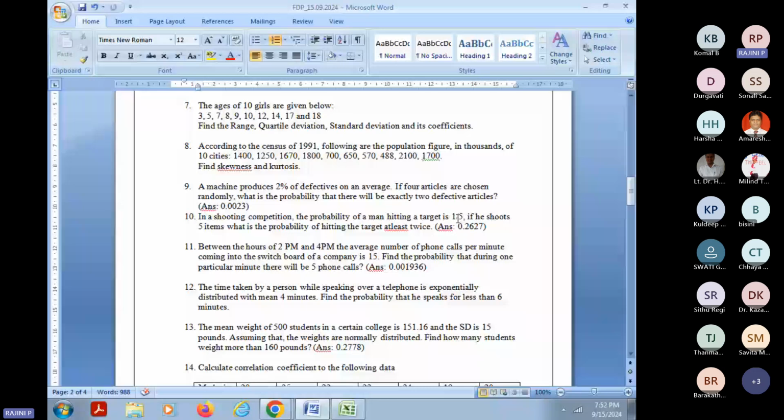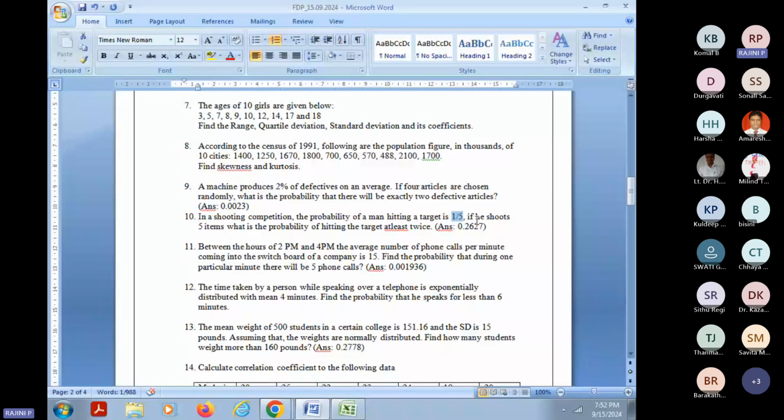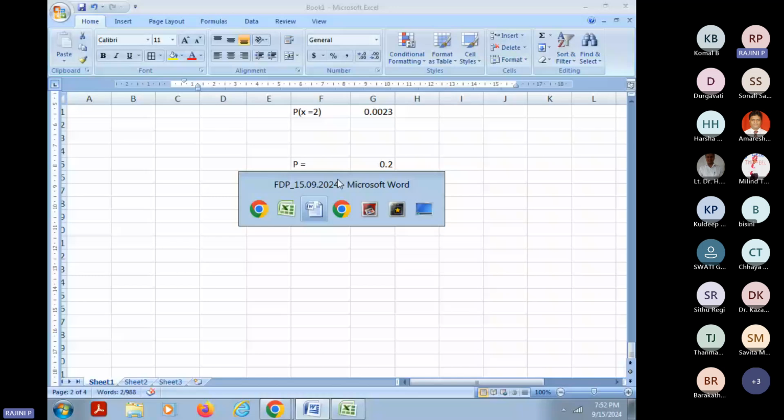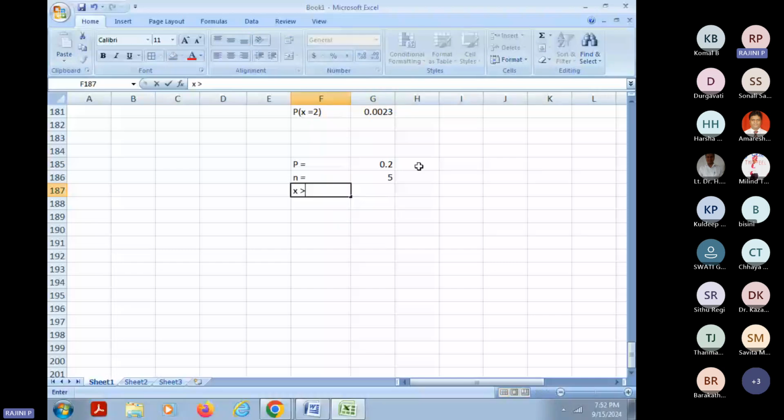Given that p is equal to 1 by 5, we got the p-value. And n, what is that? If he shoots 5 times, that means n is equal to 5. Then what do you need to find? The probability of hitting the target at least twice. That means x is greater than or equal to 2. Understood? So this is what you need to find.